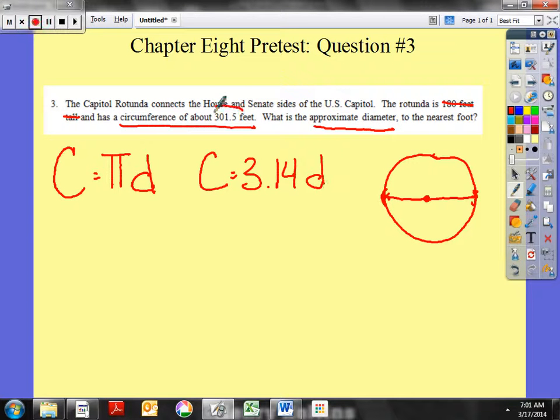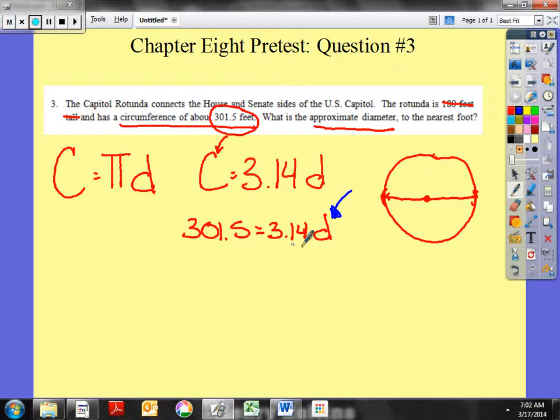Now they give us the circumference. It says it's 301.5 feet. So we're going to now substitute 301.5 feet for C, and that's going to equal pi, or in this case 3.14, times diameter. Now we have an equation, a one-step equation. We want to evaluate for 1D. We don't need 3.14D.